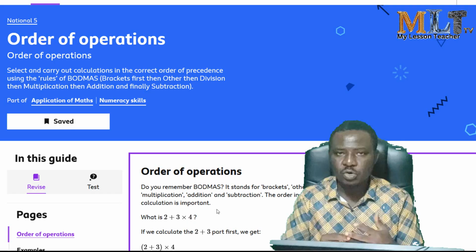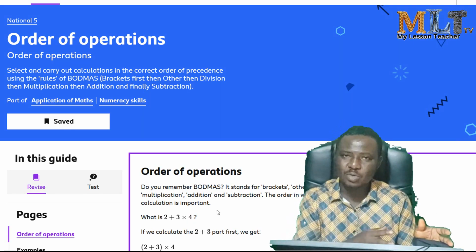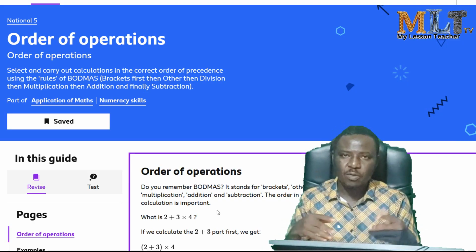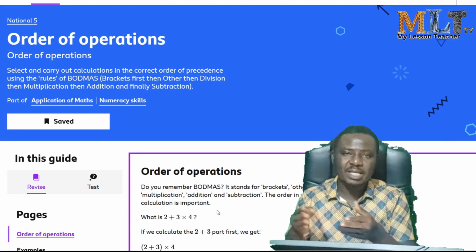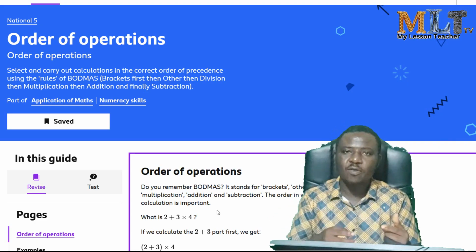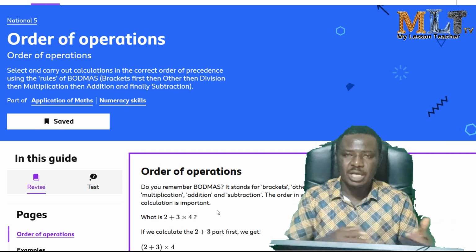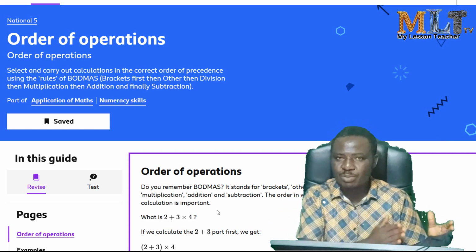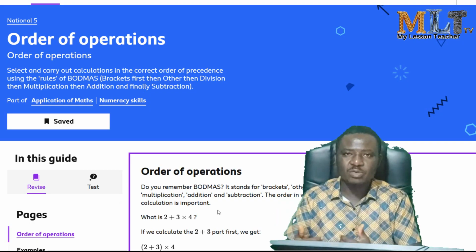And as a revision, you are all familiar with what we refer to as BODMAS in mathematics. B stands for brackets, O is for order. In some cases, you see it as of. D is for division, then multiplication, addition, and subtraction. This is the order in which these operations must be carried out.